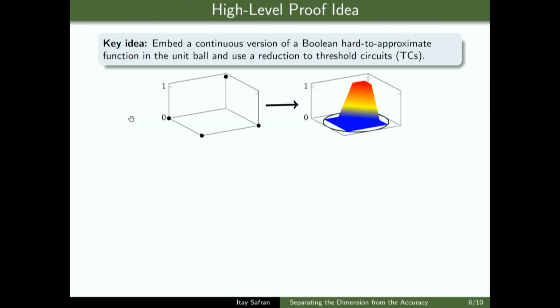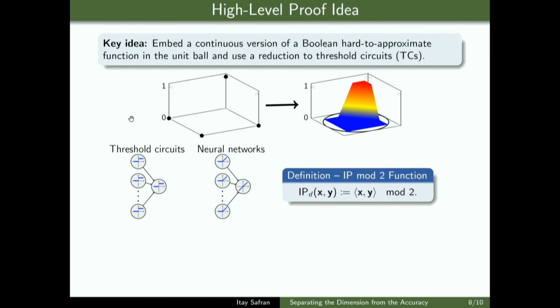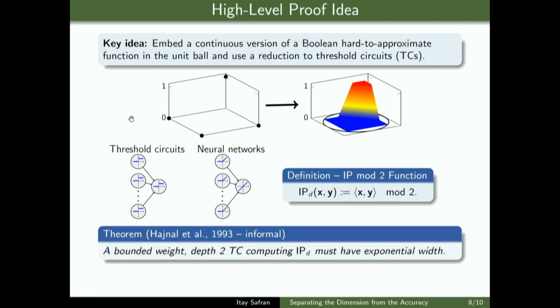So to briefly tell you about the high-level proof idea, the key idea is to embed a continuous version of a Boolean hard-to-approximate function in the unit ball. And the reason this makes sense is because we have strong lower bounds for certain Boolean functions from theoretical computer science. And basically, threshold circuits are neural networks with a threshold activation, which is very similar to neural networks. And the hard-to-approximate function that we consider is a continuous version of the IP mod 2 function, the inner product mod 2 function, which has very strong lower bounds.